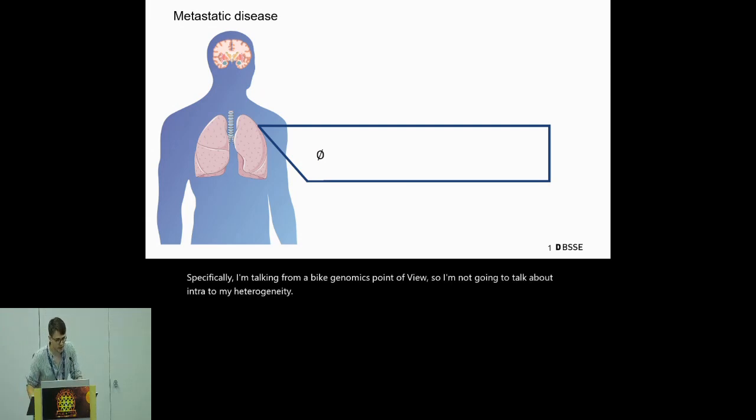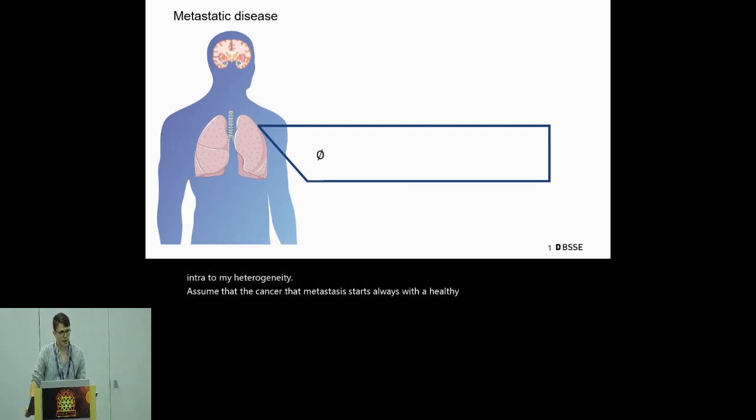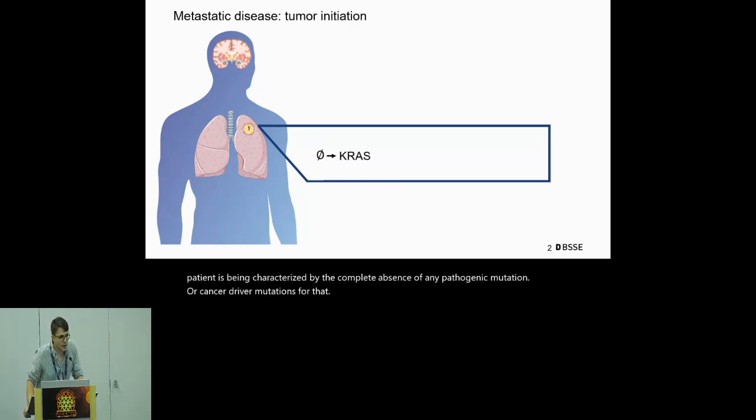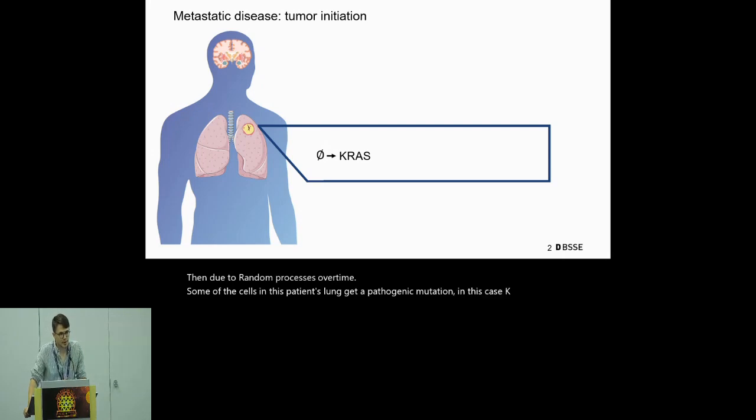Assume that the metastasis always starts with a healthy patient. A healthy patient is characterized by the complete absence of any pathogenic mutations or cancer driver mutations. Then, due to random processes over time, some of the cells in this patient's lung get a pathogenic mutation, in this case KRAS. This gives them a proliferative advantage so that the cells are able to outcompete the normal surrounding cells and start growing faster.